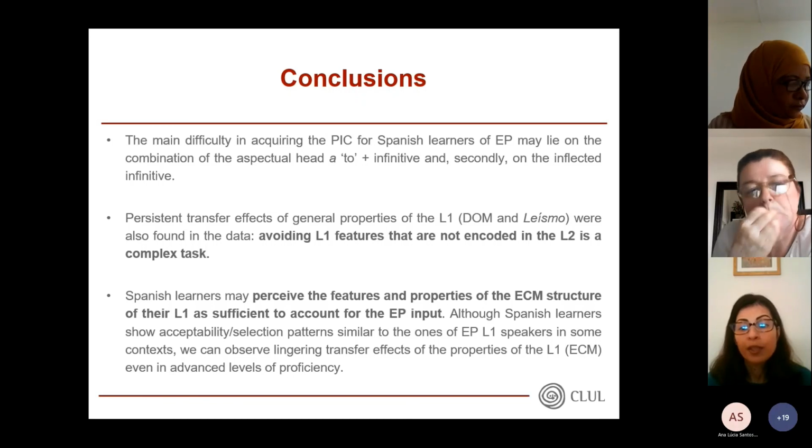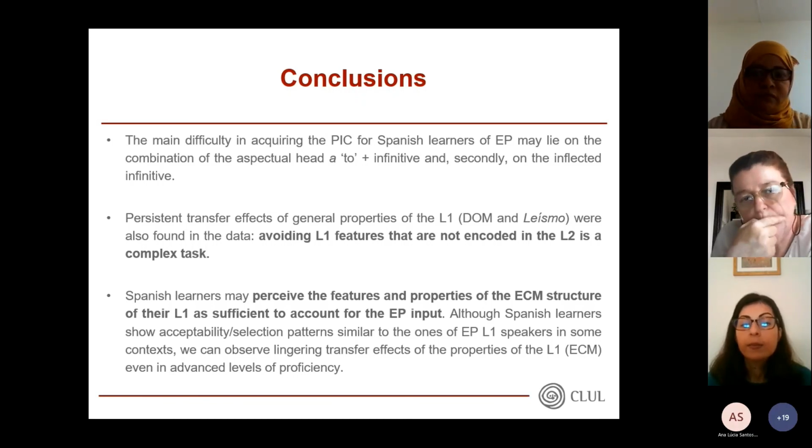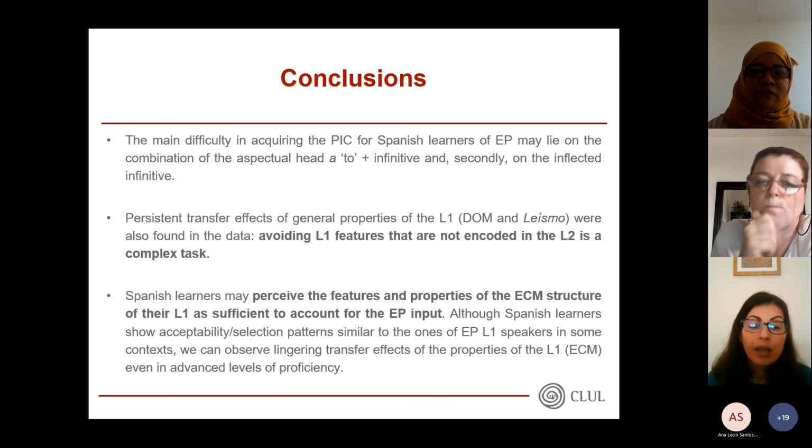So although Spanish learners show some selection or acceptability patterns similar to the ones of the Portuguese speakers, namely in the fact that they have higher rejection rates of the PIC with inflected infinitive than with an inflected infinitive, we can still observe lingering transfer effects of the property of the L1, even in advanced levels of proficiency.